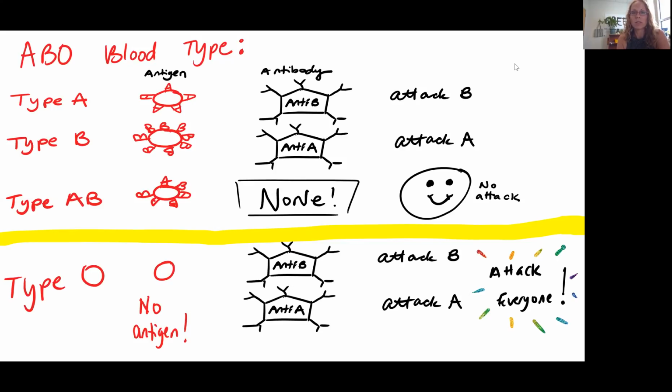Okay, so the real question then is, looking at blood donation, who can donate to whom, and what type of blood can you personally receive? So let's look at that next.